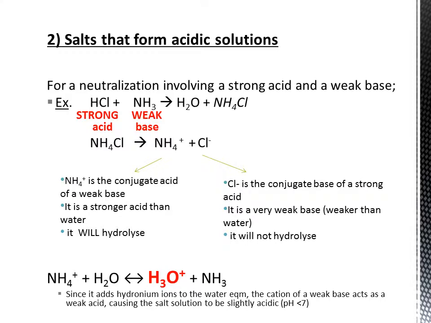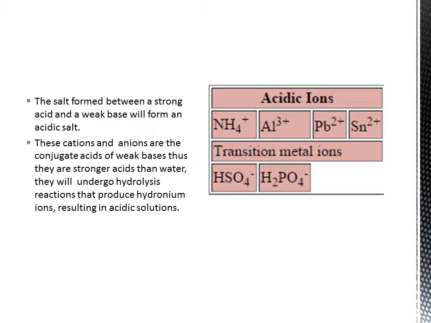The chloride ion is exactly what we had in the previous example. Recalling that it's the conjugate base of a strong acid, it's very weak, and so it won't hydrolyze. So since we only have one ion hydrolyzing, and it's an extra source of hydronium ions to the water equilibrium, we will have an excess of hydronium, resulting in a pH less than 7. Take a look at some other ions that will also result in acidic solutions.